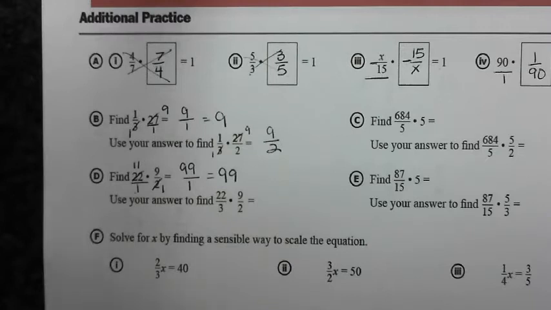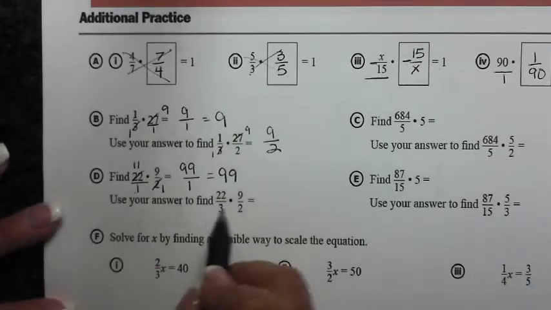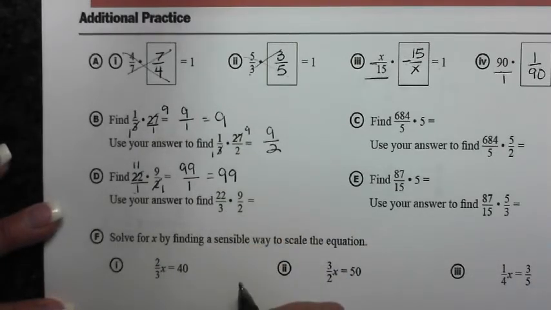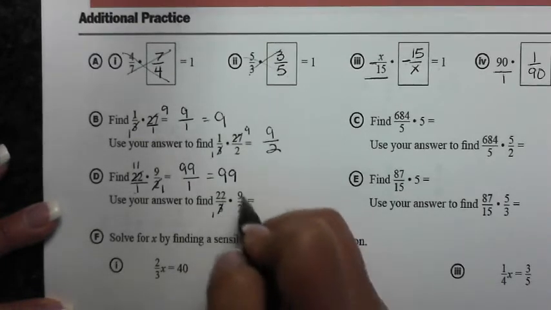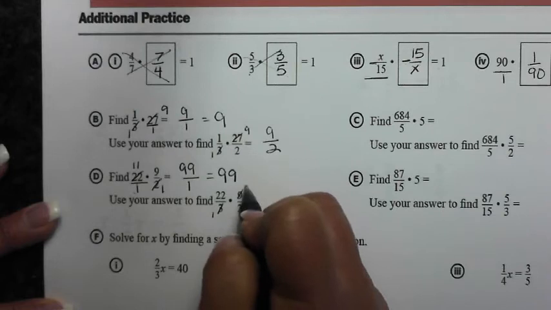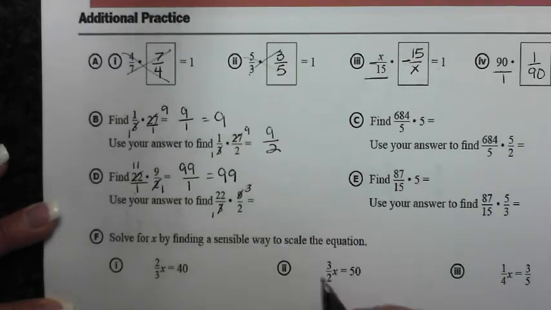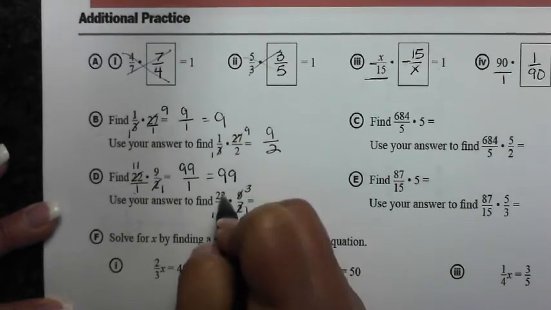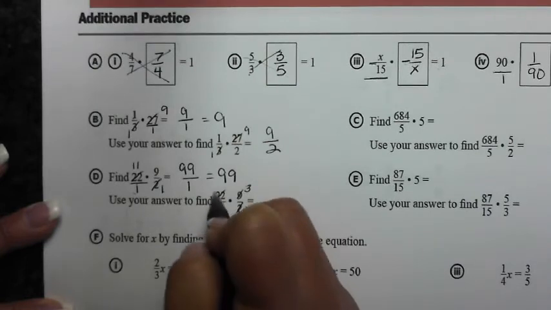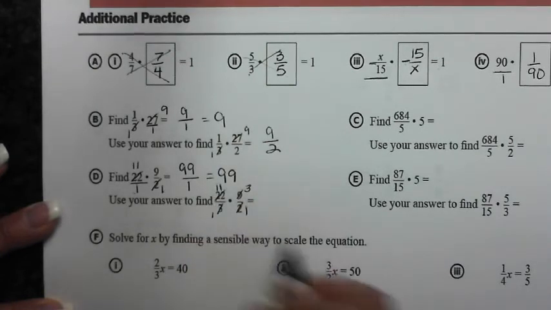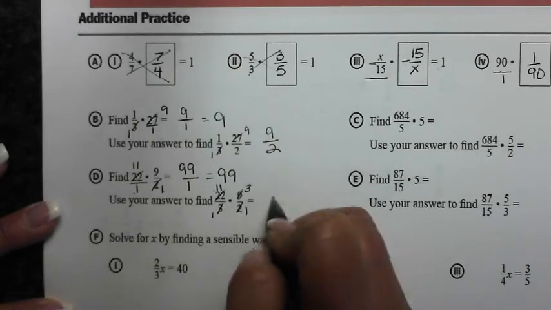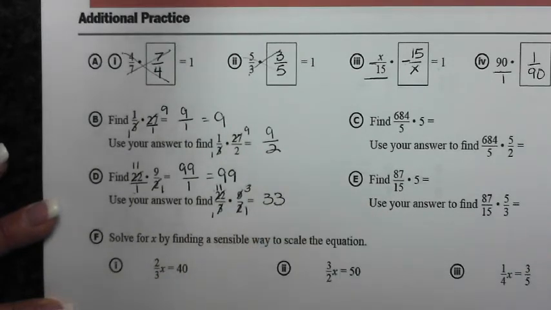Okay, for the second part, you have to cross-reduce both ways. We know that 3 goes into 3 once, 3 goes into 9, how many times? 3. 2 goes into 2 once, 2 goes into 22, 11 times. 11 times 3 is 33. Do I need to put it over 1? No.